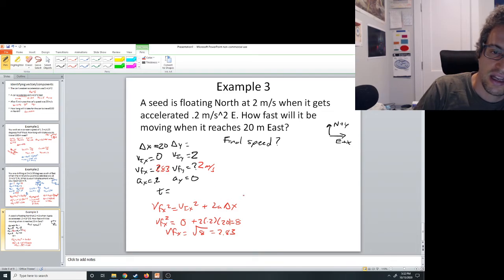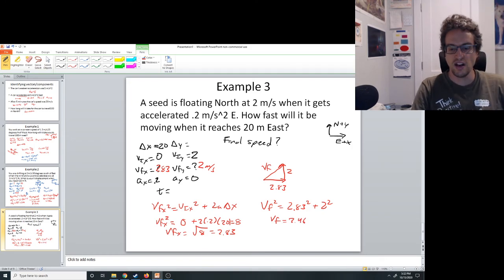Okay, so now how do I get the speed? Speed is referring to the hypotenuse. All right, so I've got this x and y thing. I've got an x component. I've got a y component. 2.83 and 2. And the hypotenuse is v final. Pythagorean theorem. And if I do that, I get velocity final is 3.46.